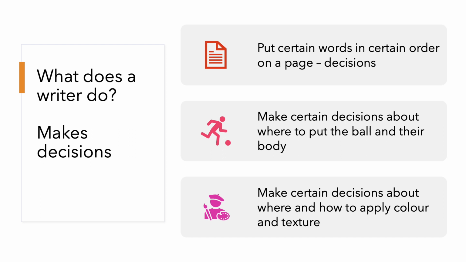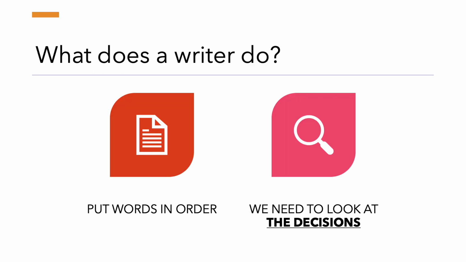It's just the same as a footballer makes certain decisions about where to put the ball. They make decisions about where to put their body, whether they should be before the defender or behind the defender. It's all decisions. An artist makes certain decisions about where and how to apply colour and where and how to apply texture. Basically, anybody with a skill or an ability chooses, they make decisions to do things in a certain way. And when you look at a writer in that way, it becomes more straightforward to explore their craft or their skill.